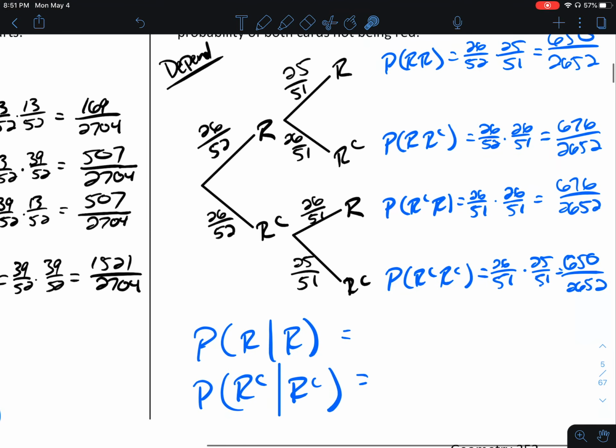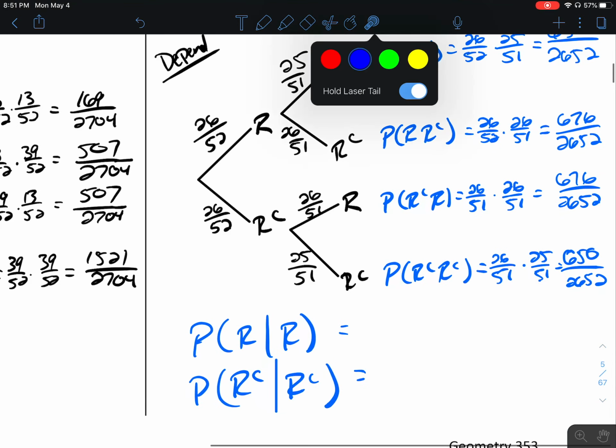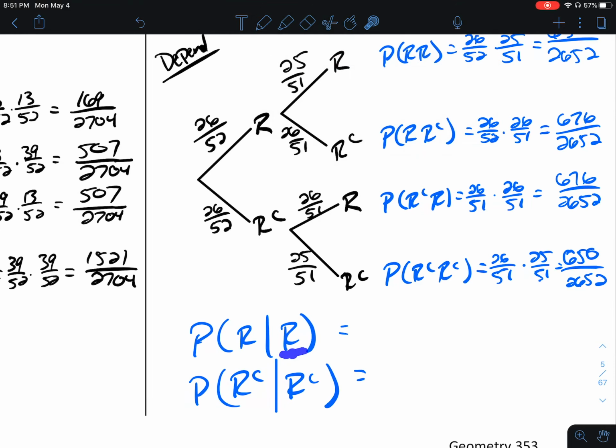These are dependent, the condition definitely matters. Given that a person got a red on their first card, what's the chances their next card is a red? So we're looking at this probability only because we don't care how we got there. That's 25 out of 51. Notice how that's different than the original red that we got because they're dependent events.